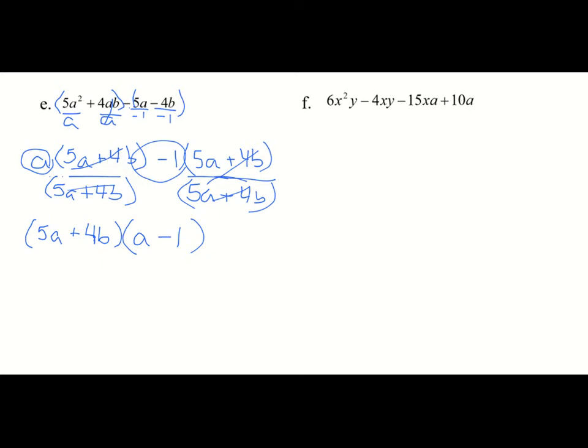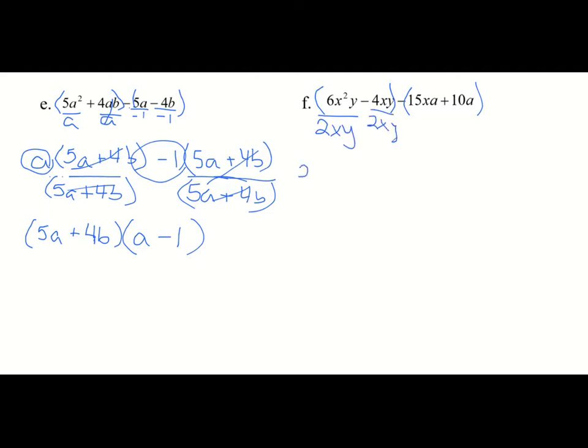Now let's take a look at F. Again, we're going to factor by grouping. Negative 15, so I'm going to have a negative GCF to pull out. For 6x squared y minus 4xy, my GCF is going to be 2xy.